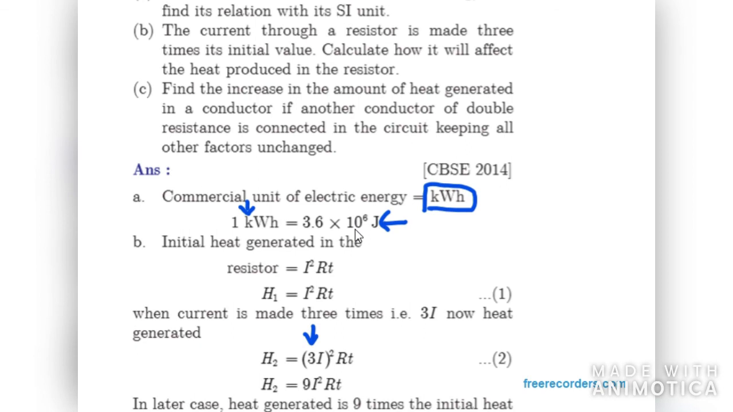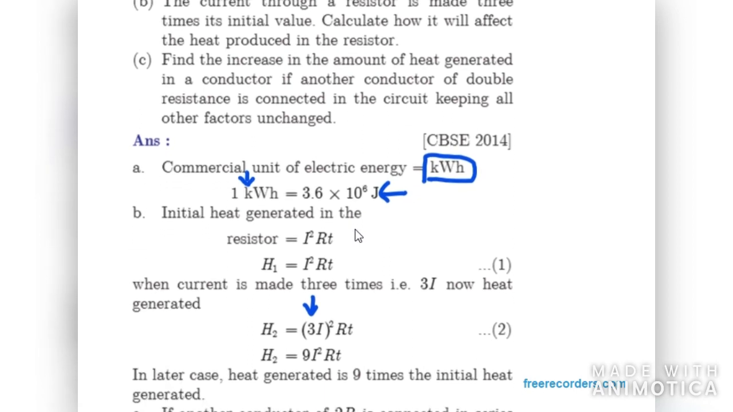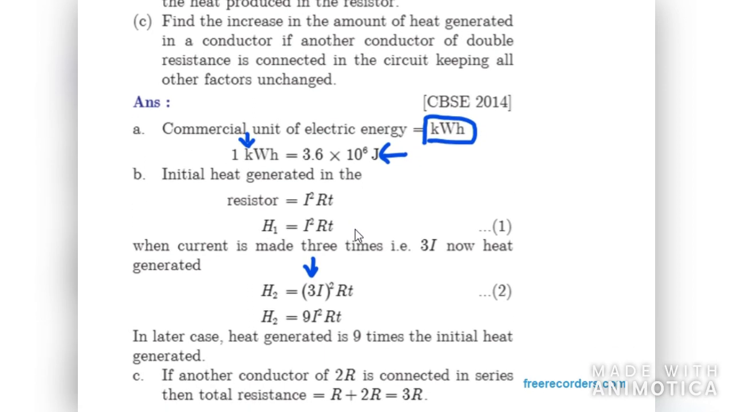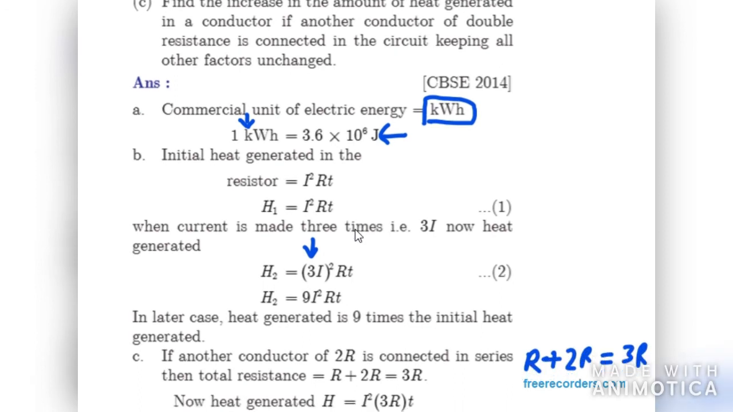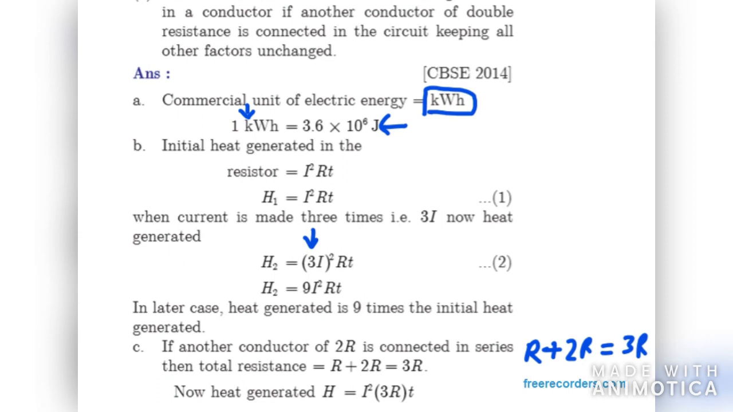So find the increase in the amount of heat generated in a conductor if another conductor of double resistance is connected in the circuit, keeping all other factors unchanged. So we have two resistances, that is R plus 2R, which will be 3R. Now H will be I square in bracket 3R into t, replacing resistance 3R. So the heat generated is 3 times the initial heat generated, because we have 3 here, extra 3 here.